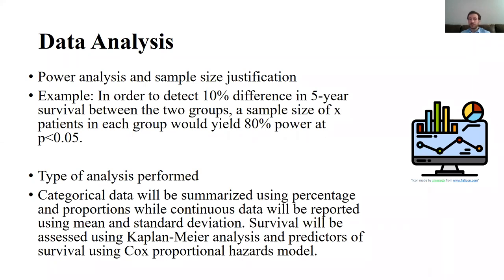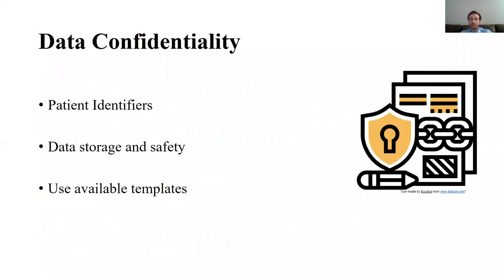An essential part of this IRB protocol is the power analysis. It's not always there, but sometimes they ask about it. Power analysis is how many patients you need, or how large your sample size must be, in order to detect a certain difference. Let's say I want to detect a 10% difference in survival between the two groups, I need a sample size of, let's say, 100 patients if I want 80% power at this significance. This will be covered more under the statistical analysis course, but you usually have to mention the power analysis in your protocol.